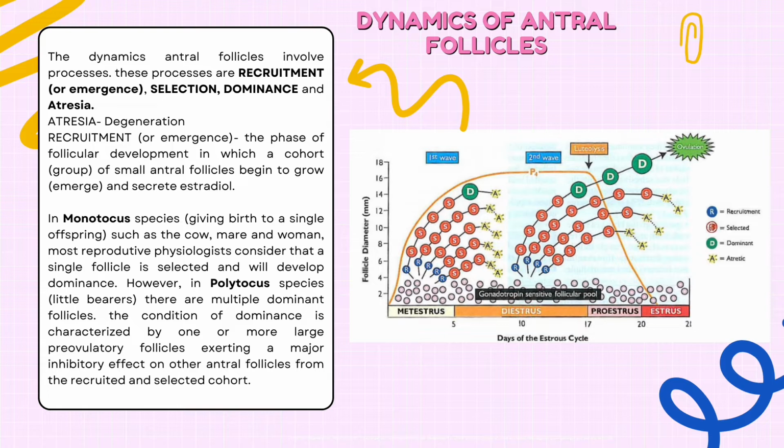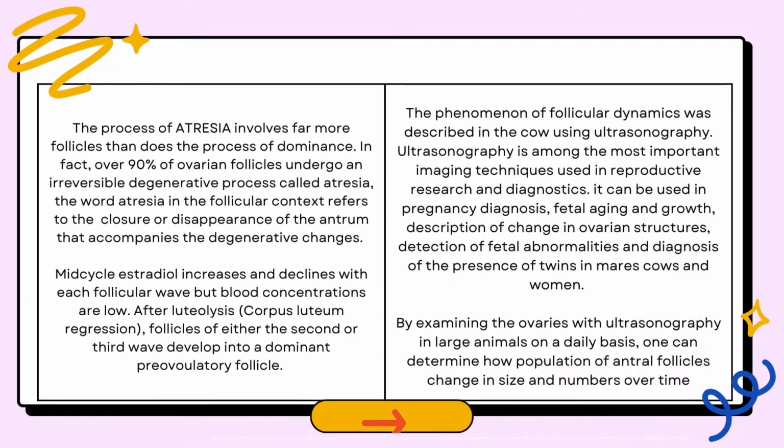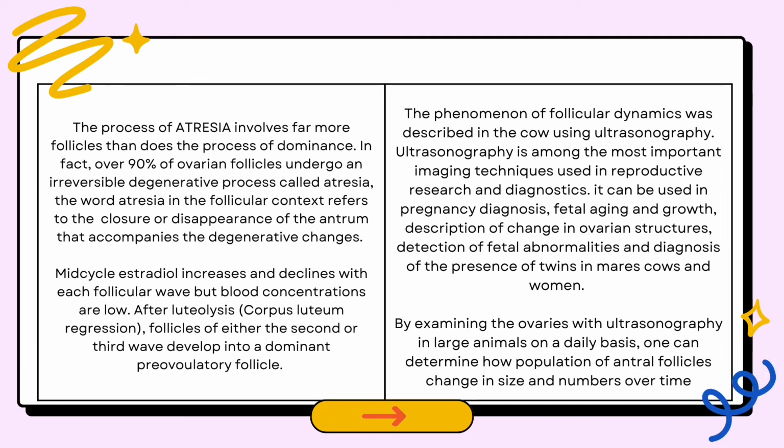Atresia is degeneration. Recruitment or emergence is the phase of follicular development in which a cohort group of small antral follicles begin to grow, emerge, and secrete estradiol. The process of atresia involves far more follicles than does the process of dominance. In fact, over 90% of ovarian follicles undergo an irreversible degenerative process called atresia. The word atresia in the follicular context refers to the closure or disappearance of the antrum that accompanies the degenerative changes.